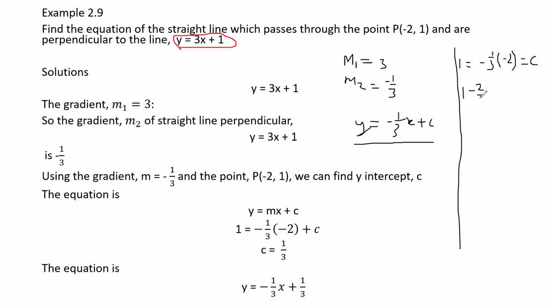Last week we said that if you have a fraction, you can multiply by the LCM. So that's our c, 1 over 3. Therefore the equation now becomes y equals minus 1 over 3 x plus 1 over 3.